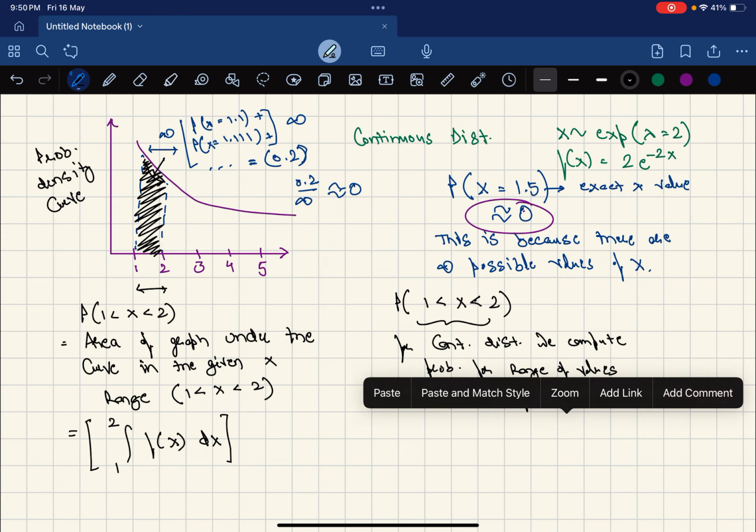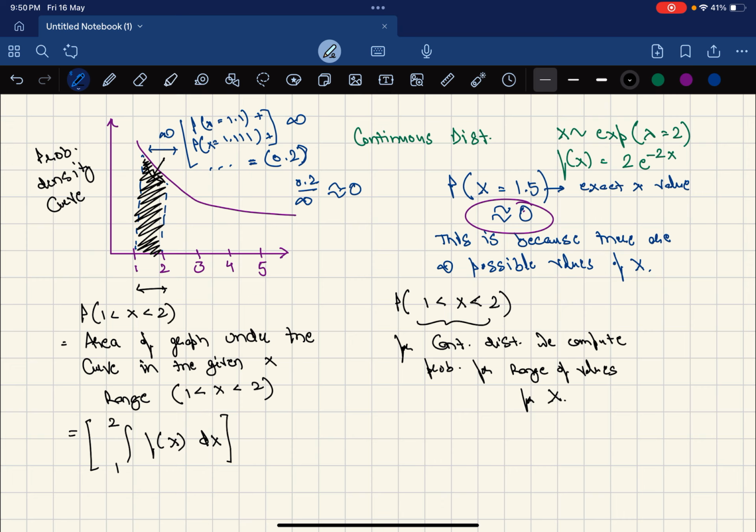So this is it from this particular session. In the next one, we'll be looking at the first continuous distribution, which is the uniform distribution, and we'll be looking at a lot of properties we can compute using simple calculus. We'll be calculating a lot of metrics for a continuous uniform distribution.